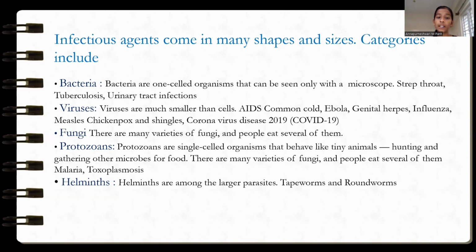Fungi. There are many varieties of fungi and people eat several of them. Protozoans are single-celled organisms that behave like tiny animals and gather other microbes for food. Examples, malaria and toxoplasmosis. Helminths. Helminths are among the large parasites. Examples, tapeworm and roundworms.